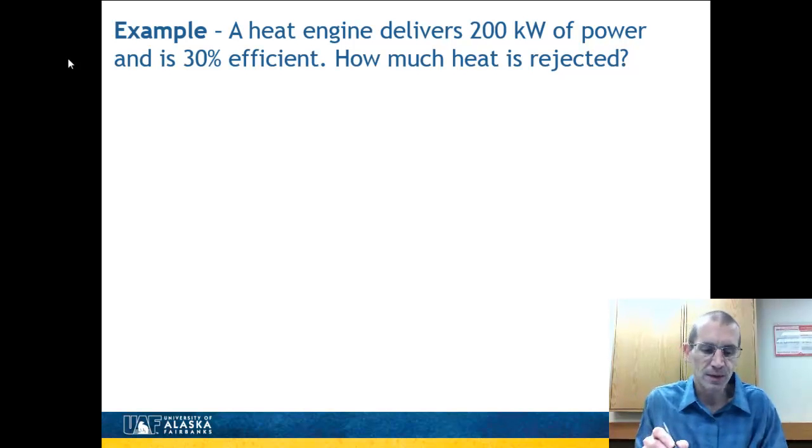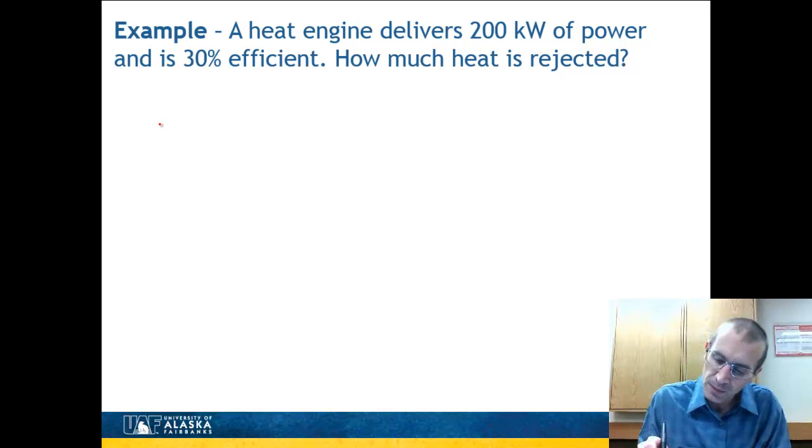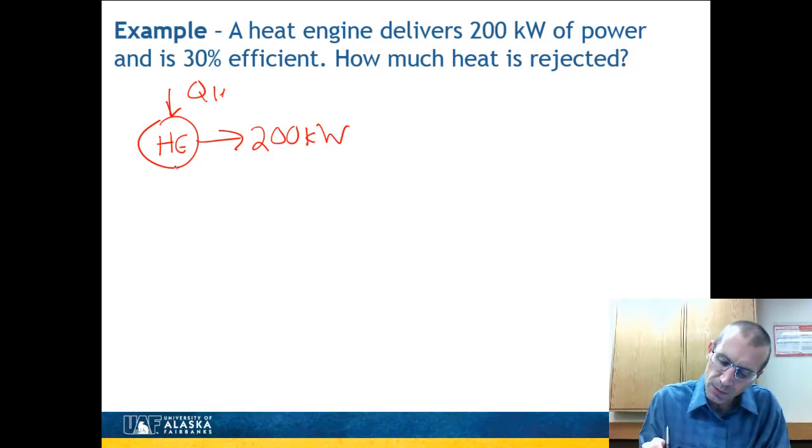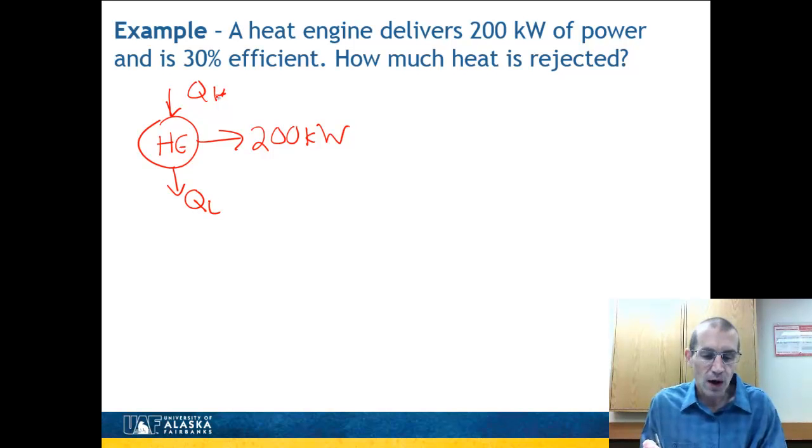Okay, let's go ahead and do a numeric example. I have a heat engine, and it's delivering 200 kilowatts of power, and I'm told it's 30% efficient. I want to know how much heat is rejected. I'm going to draw up my diagram of a heat engine that's delivering 200 kilowatts of power. It's accepting energy QH, and it is rejecting some energy, QL. And so what I'm trying to find is, what is QL? How much heat is rejected? I know it's 30% efficient.